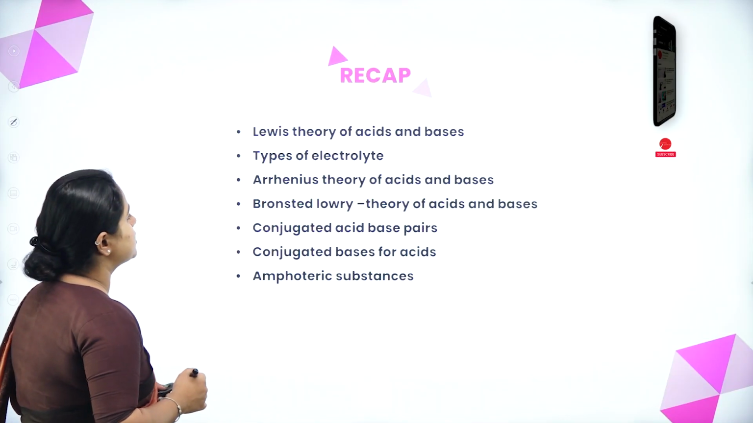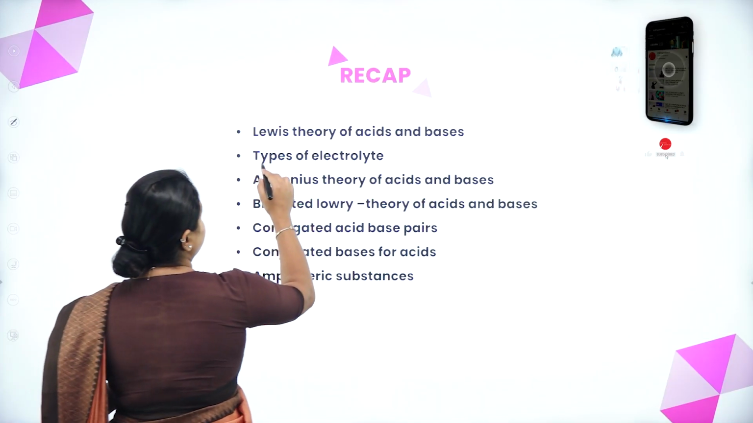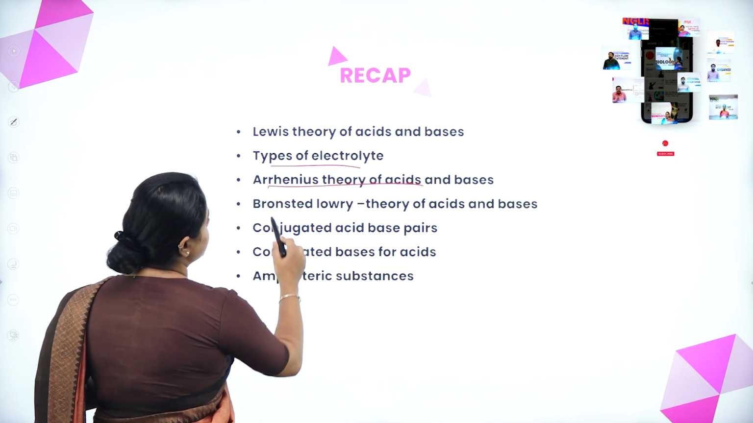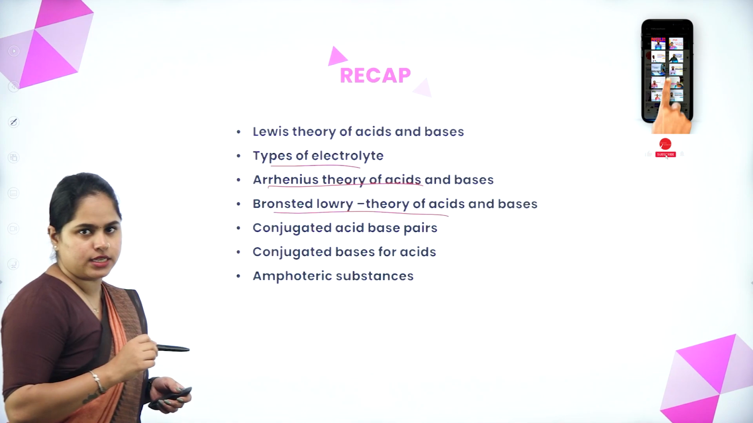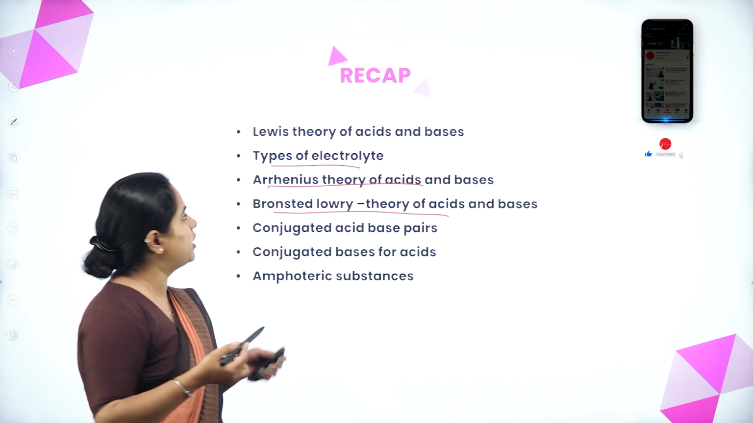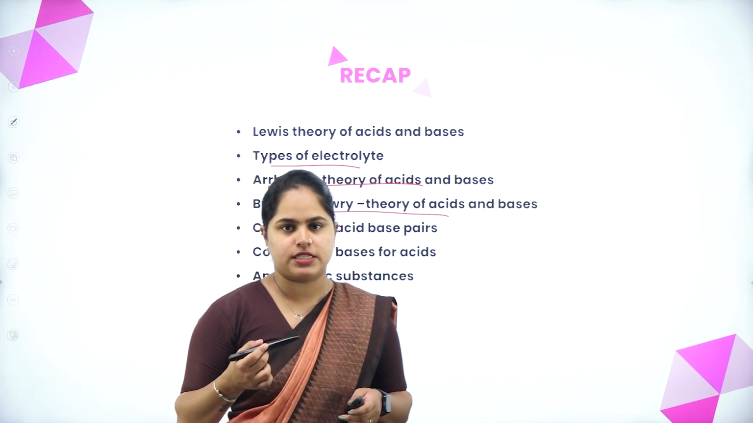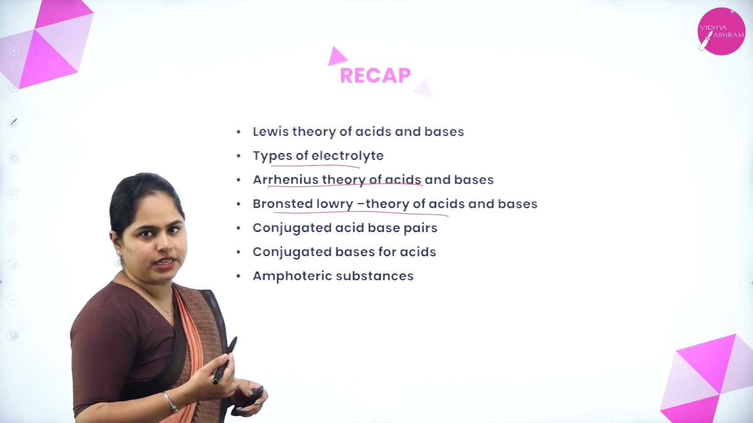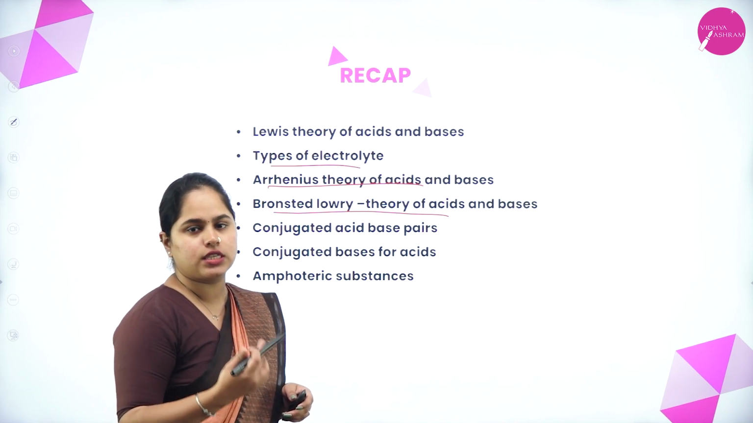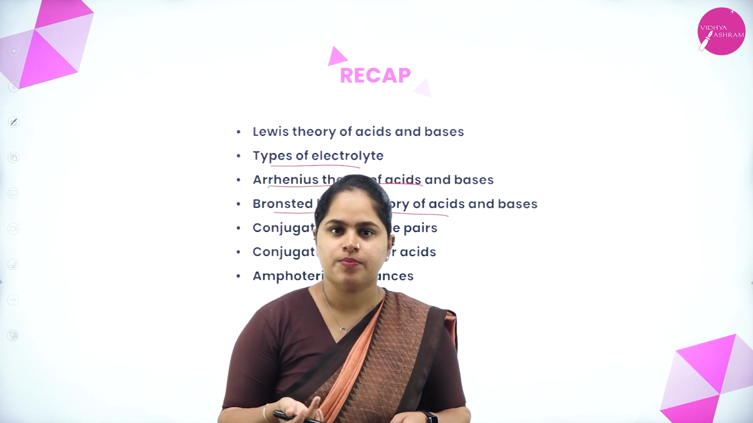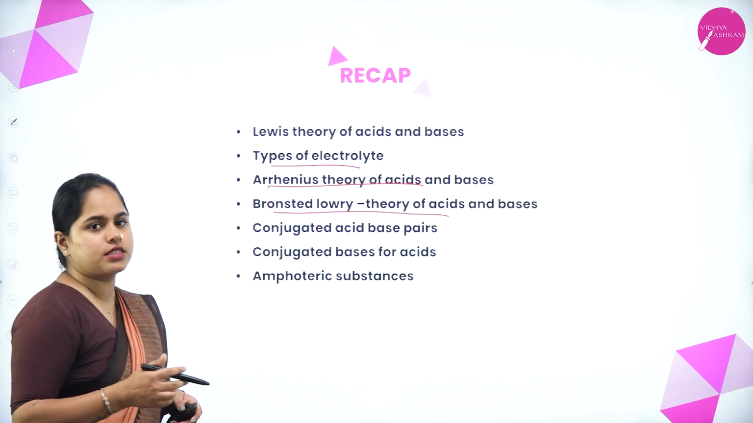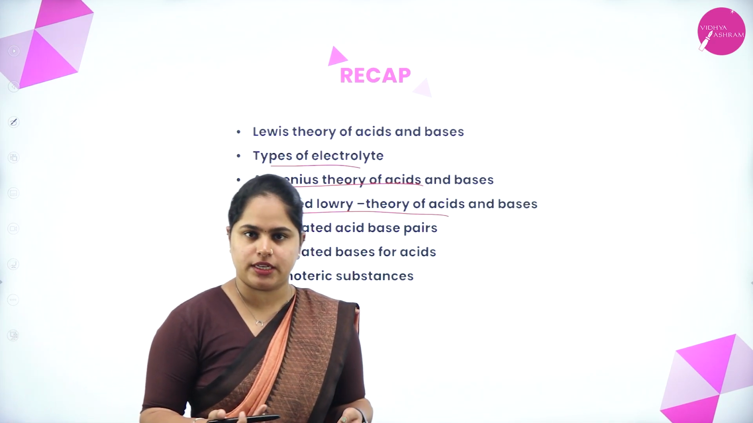Last session, we discussed what electrolytes are and the different types of electrolytes, and then Arrhenius theory of acids and bases, Bronsted-Lowry theory of acids and bases, as well as one more theory, which is Lewis theory of acids and bases. In detail, we discussed Arrhenius theory, in which acids are those substances which can donate H plus ions, or which release H plus ions, and bases are the substances which donate or release OH minus ions, right?